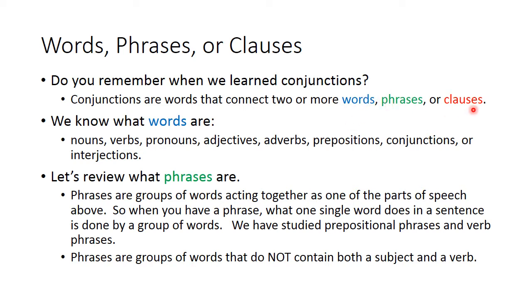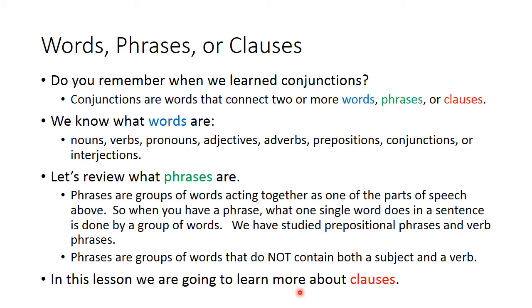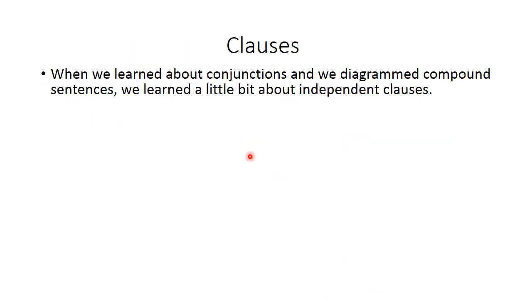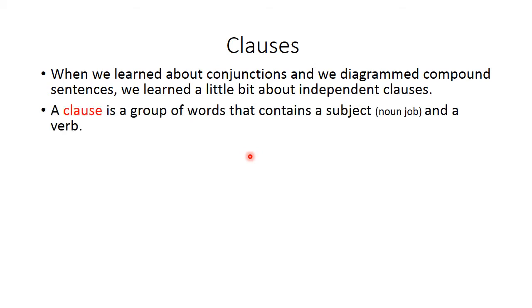So we've reviewed what words are, and we've reviewed what phrases are. That brings us to clauses. In this lesson, we're going to learn more about clauses. Back when we learned about conjunctions, we diagrammed compound sentences, and in those compound sentences, we had 2 independent clauses. So a clause is a group of words that contains both a subject and a verb.